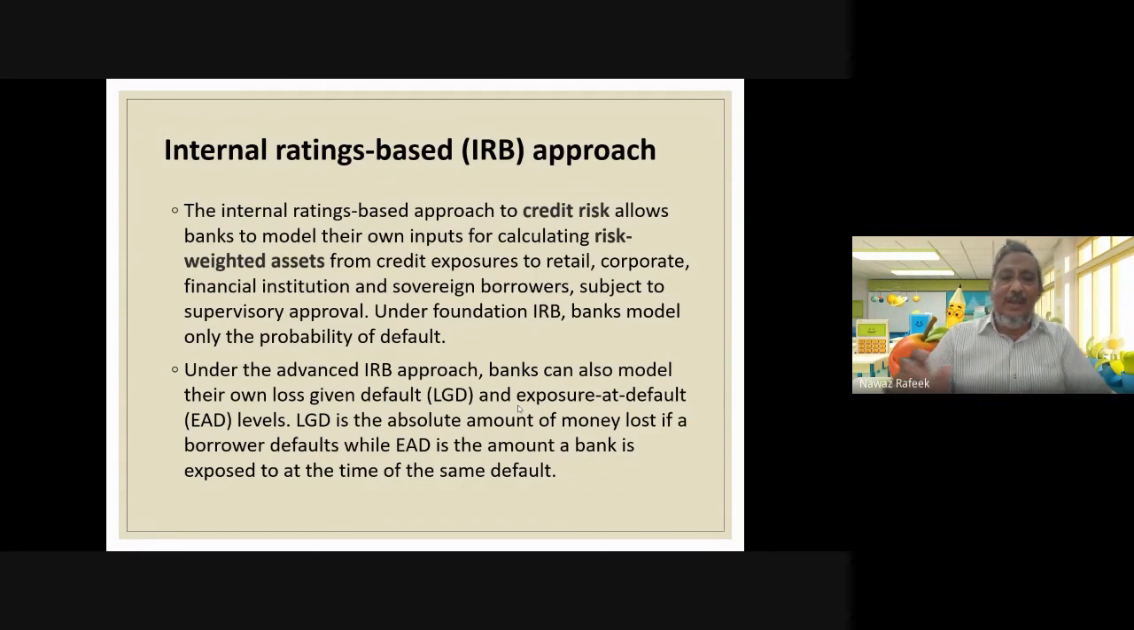Right. LGD, that is loss given default, is the absolute amount of money lost if a borrower defaults. How much is going to come? EAD is the amount the bank is exposed to at the time of default. LGD is the money lost if the borrower defaults, while EAD is the amount the bank is exposed to at the time, along with the interest. The exposed amount includes the interest. The absolute amount is the capital loss.